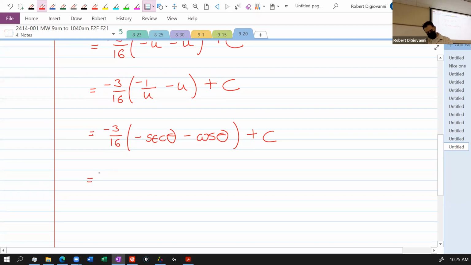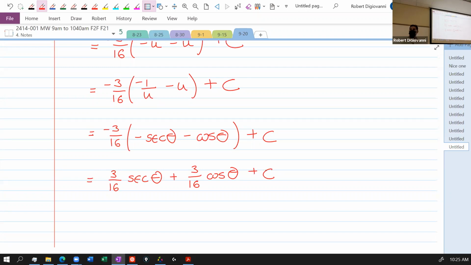I'm going to distribute that through just so I can get rid of that double negative. Those double negatives make them positives. Now we need to know what those are in terms of x. So we have to go back to our original substitution, which I've forgotten a long time ago. We did a substitution. It was x was 3/2 tan theta, right? 3/2 tan theta.